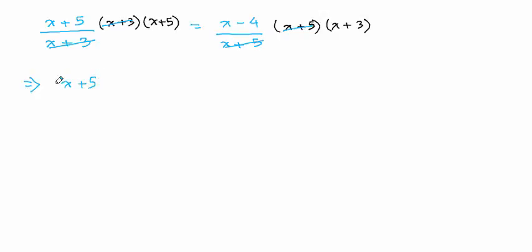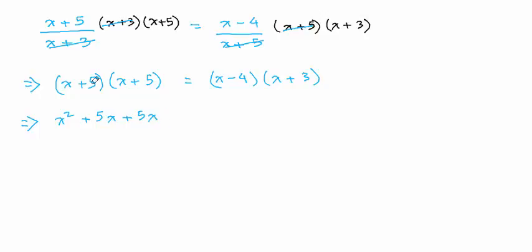So we have x plus 5 times x plus 5 is equal to x minus 4 times x plus 3. And then we can open the parentheses up on both sides by applying FOIL. First, outer, inner, last. x times x is x squared, plus x times 5, that's 5x, plus 5 times x, that's also another 5x, and finally plus 5 times 5, that's 25. On this side, x times x, that's x squared, x times 3 is 3x, minus x times 4, or minus 4 times x, that's negative 4x, and finally negative 4 times 3, that's negative 12.